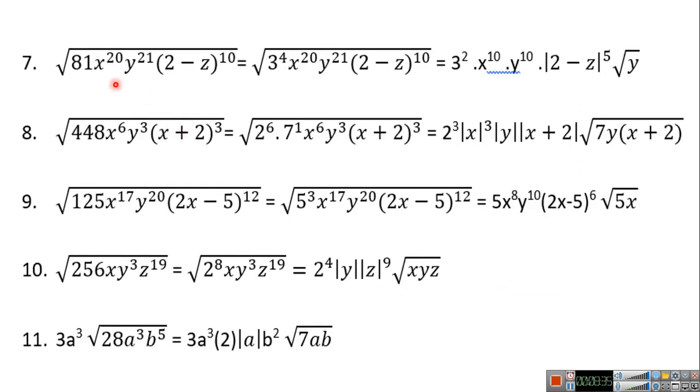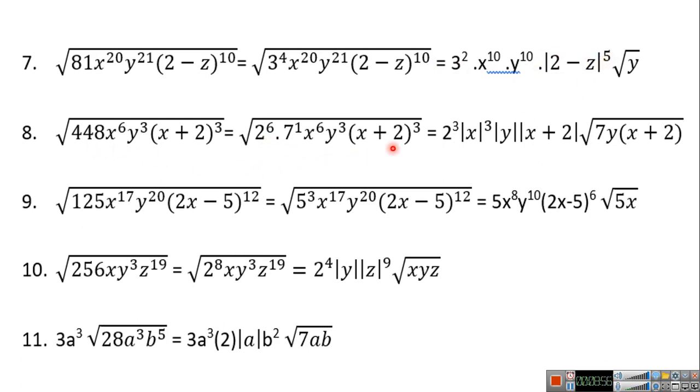More example, this can be simplified. 81 is 3 power 4. Even, y power odd remains 1y, even nothing inside, so I only have root y. So I divide by 2: 3 squared, x power 10, y power 10, 5 power 5, but I put the absolute value because the power here is odd.